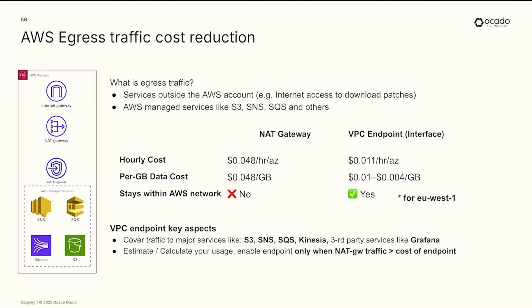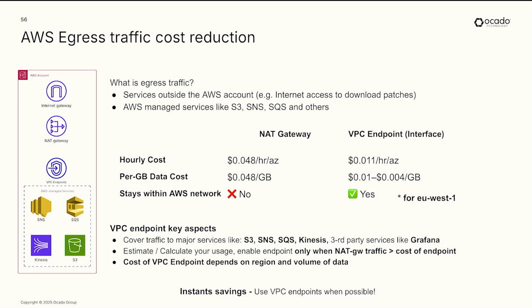Enabling VPC endpoints is not a replacement for NAT Gateway. It's an additional hourly cost that you incur, but the benefit is that your traffic stays within the network and you incur lower per gigabyte costs of data. So there is a certain level, a break-even level, where if you exchange any amount of data over that point, it's beneficial for you to enable the VPC endpoint for a given service, and you're going to save money with that. Of course, the cost of VPC endpoint depends on the region and the volume of data that is being exchanged. But in general, it generates instant savings. Once you enable that and you are over the threshold for breaking even, VPC endpoints provide instant savings.